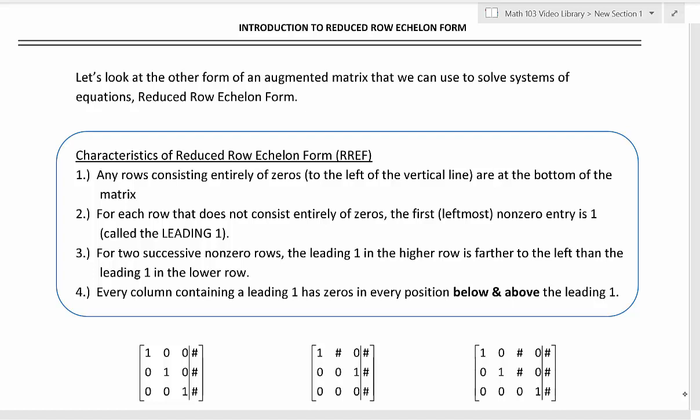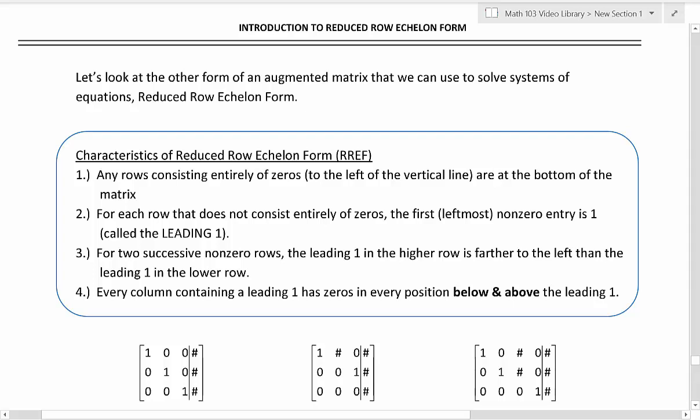This video provides an introduction to reduced row echelon form. So let's look at the other form of an augmented matrix that we can use to solve systems of equations called reduced row echelon form. Reduced row echelon form is frequently abbreviated RREF.